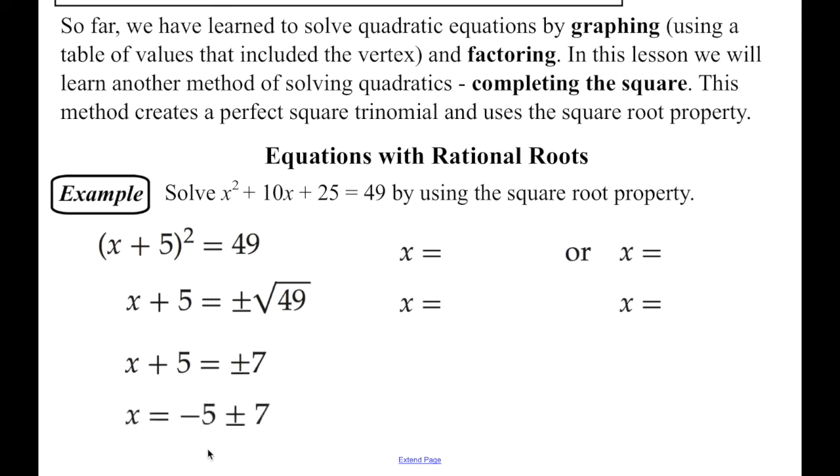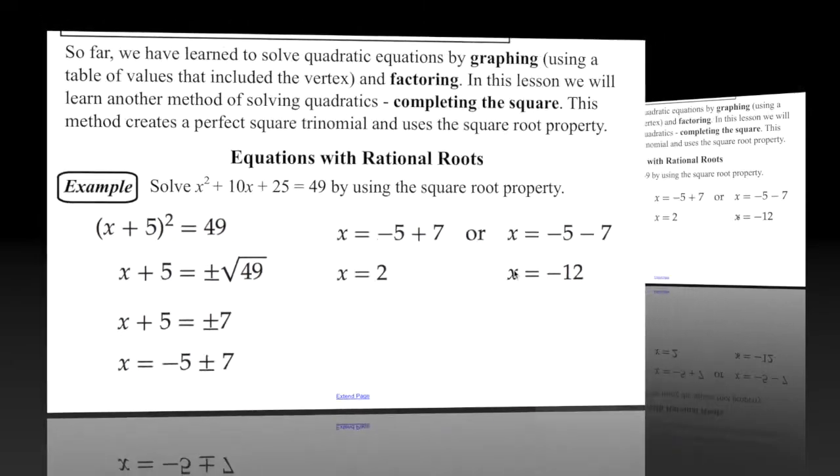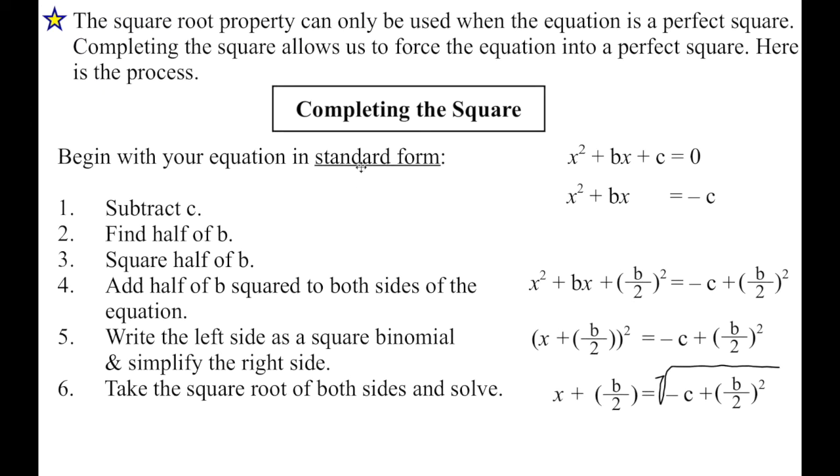Subtract 5 from both sides, so we get x is equal to negative 5 plus and minus 7. And then you have to split them up. So you're going to have negative 5 plus 7 or negative 5 minus 7. That's what the plus and minus means. One of them is negative 5 plus 7, the other one's negative 5 minus 7. And now if we simplify that, we get a positive 2 and a negative 12. So you can only use the square root property if you have a perfect square.